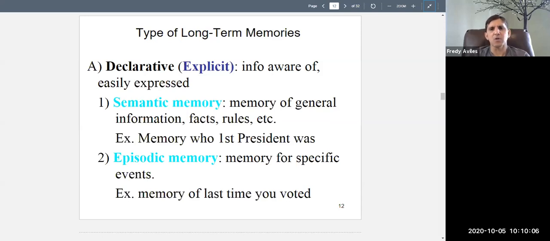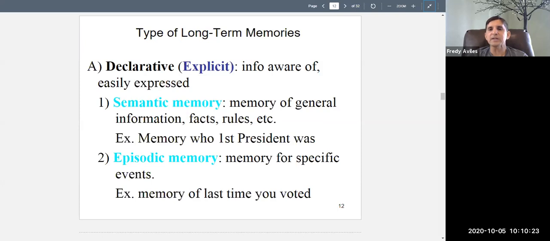There are different types of long-term memories. We have what are called declarative memories or explicit memories. They're called declarative because you can declare, you can talk about them, you're aware of it, right? You can easily express these memories. They're also called explicit. And there's two kinds. There's semantic memory and episodic memories.